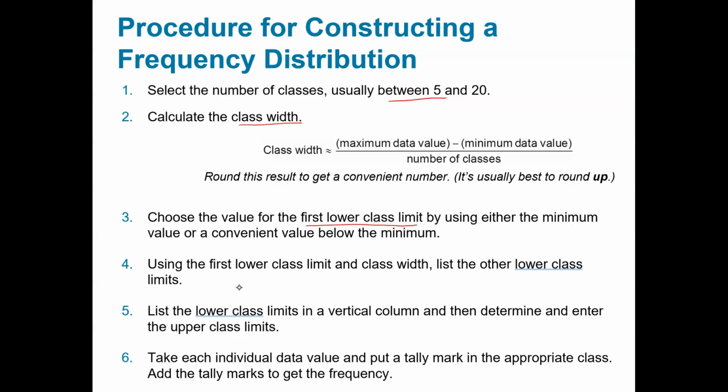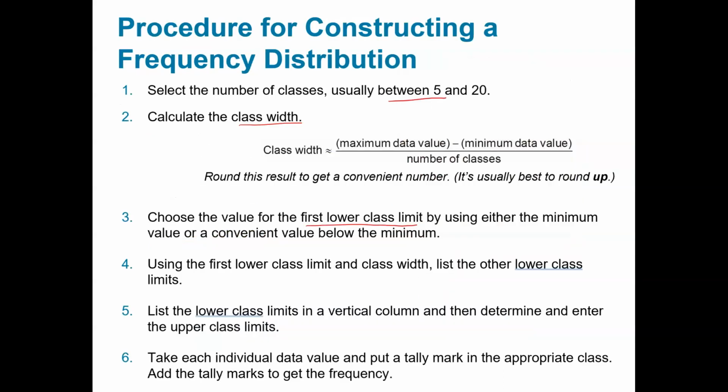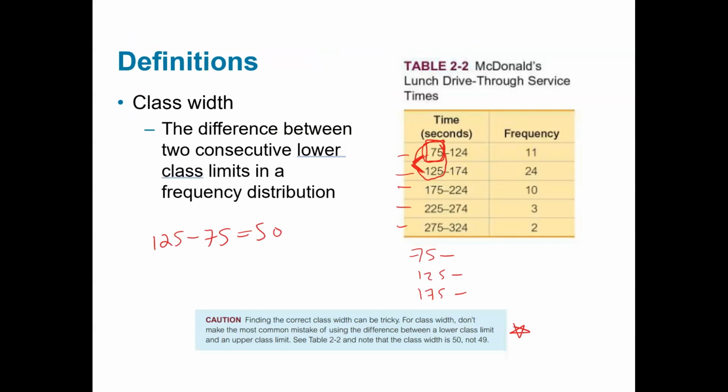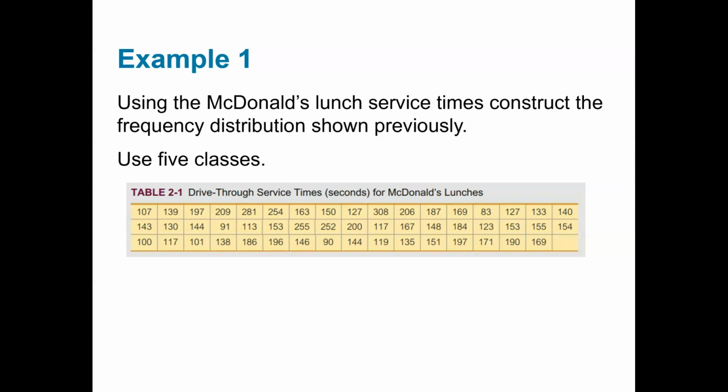Once you list all the lower class limits in a vertical column, so you're kind of looking at it like 75, 125, 175, all your lower limits, you're going to calculate your upper limits. And that's going to be based on, well, what's 1 less than 125? It's got to be 124. What's 1 less than 175? 174, because you don't want any overlap. And then you take each individual data value and put a tally mark in the appropriate class, and then you add the tally marks up to get a frequency. So we're actually going to look at the raw data from that frequency table we've been looking at. So we know the answer already, but we're going to go through it from beginning to end.